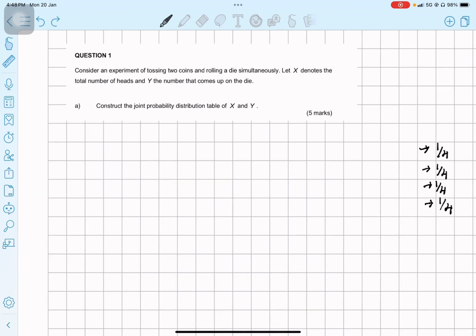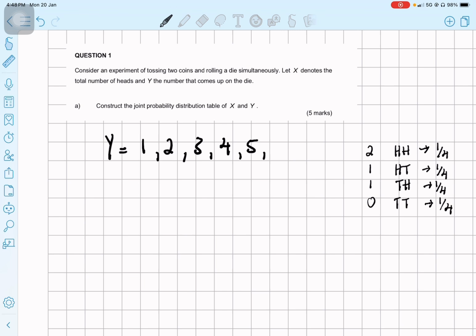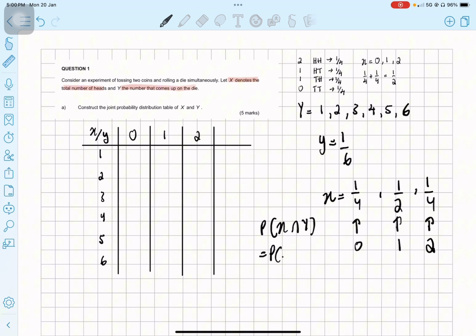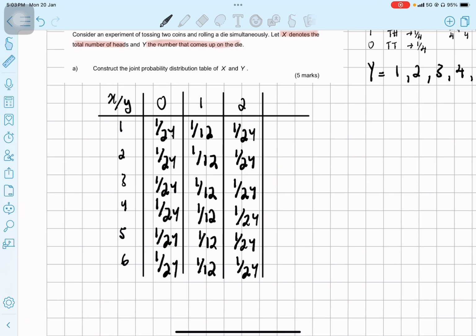Right now, we're going to find our sample space for the numbers coming up on the dice: 1, 2, 3, 4, 5, and 6. Calculate the probabilities for each combination of X and Y. The probability of any specific Y is 1 over 6. The joint probability P(X, Y) is P(X) times P(Y). Our joint probability distribution table will look like this.